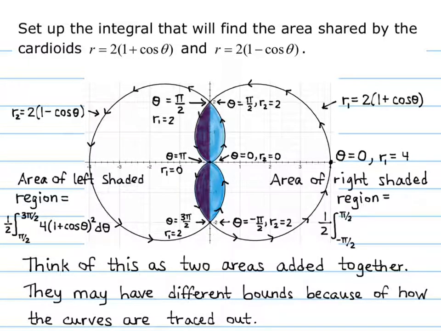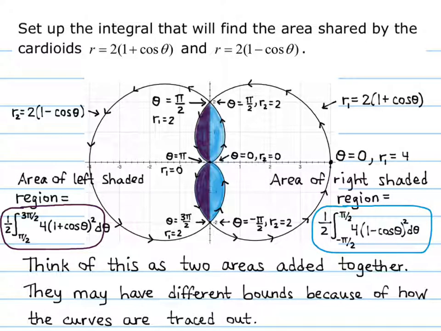So the area of the right shaded region is 1/2 integral from negative pi over 2 to pi over 2 of 4 times the quantity 1 minus cosine theta, quantity squared, d theta. So what I want to do is take the two integrals that I've set up, and add those together to get the complete shaded area, or the complete shared area between the two cardioids.